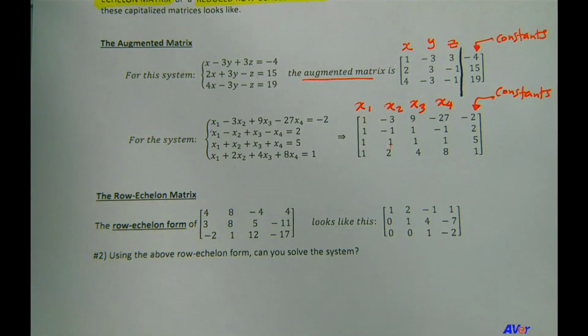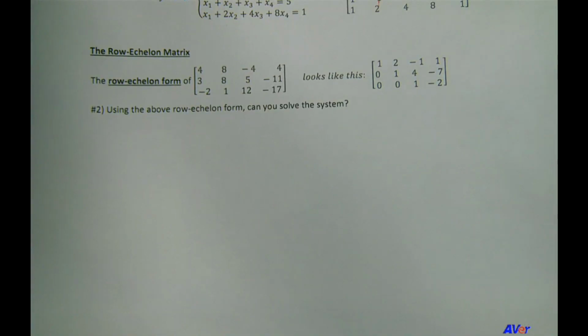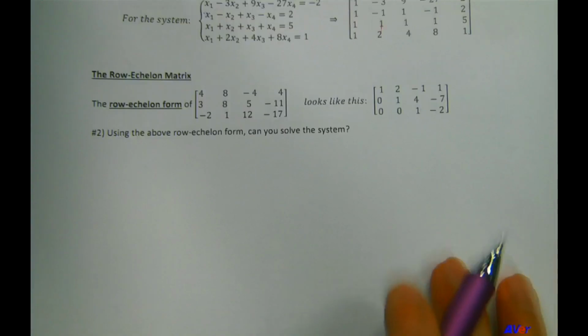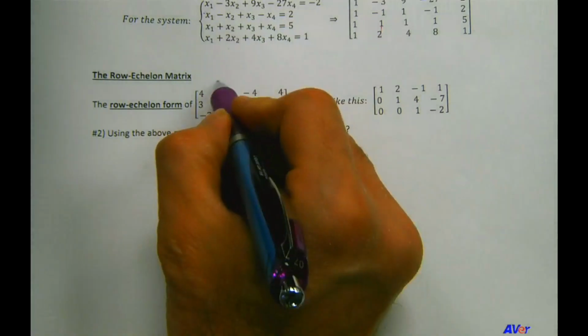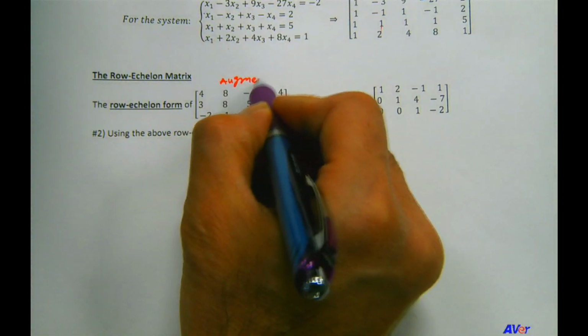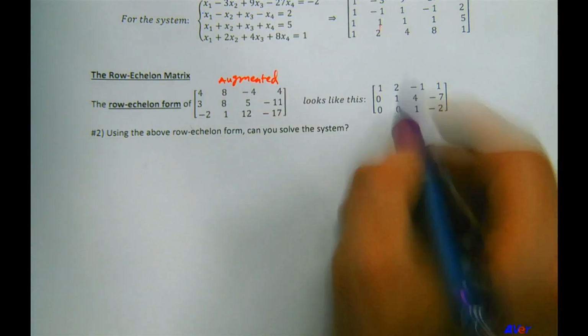All right, great. So now, let's talk about the row echelon matrix. What does it look like, right? I promise you that we will talk about the Gaussian elimination procedure itself. But for now, I want to make sure that you know what an augmented matrix looks like, which we just discussed. And I want to make sure that you know what a row echelon matrix looks like and how we can use it to solve a system. So, the row echelon form of this augmented matrix. So this is the augmented matrix. And this is the row echelon matrix.